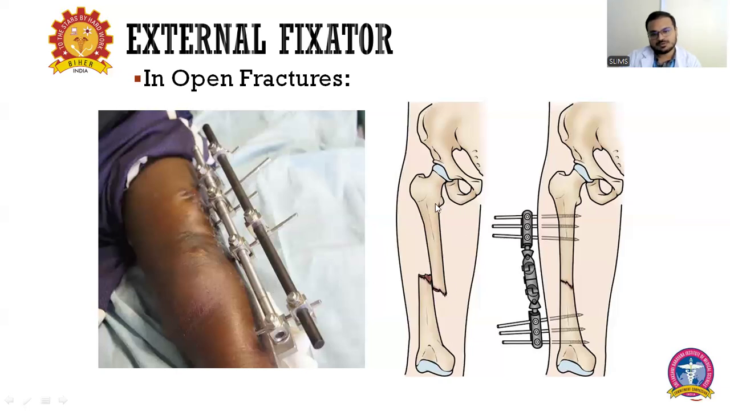And this is how an AP view looks. So this is an AP view where we can see the fracture is displaced medially. So we are keeping 3 pins proximally and 3 pins distally, and the fracture alignment is placed. And after the fracture alignment is placed, the external fixators are kept.